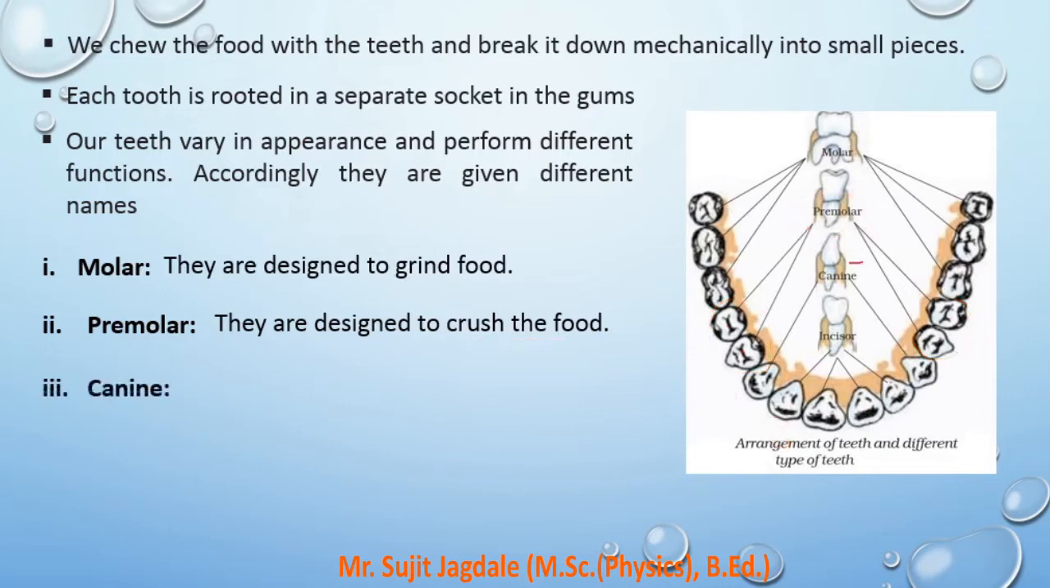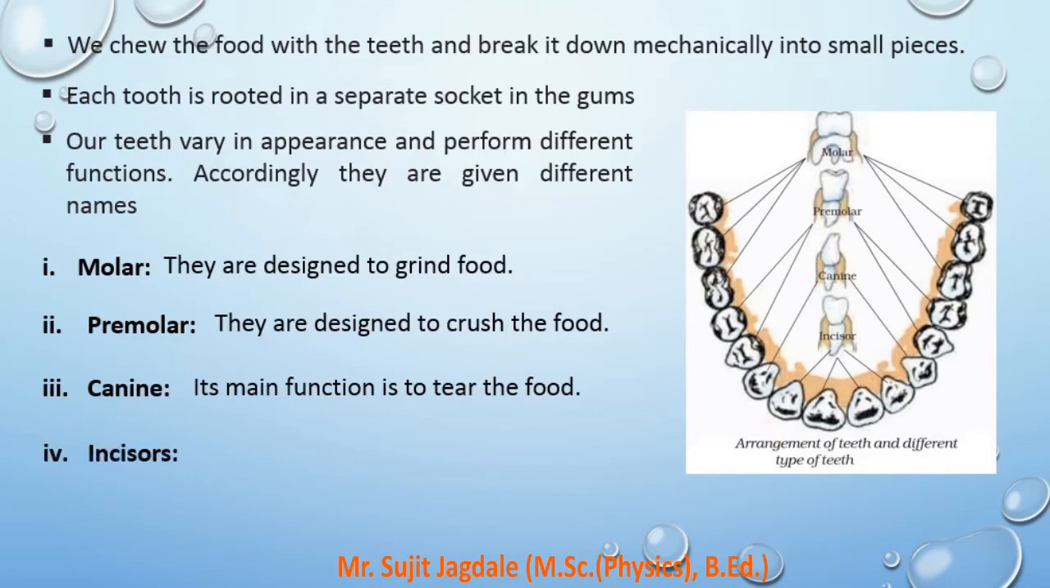Next one is canine. Only two canines are there in a lower jaw and two in an upper jaw, so total four canines are there. What is their function now? Their main function is to tear the food. Then next one is incisor. Their primary function is to cut the food.